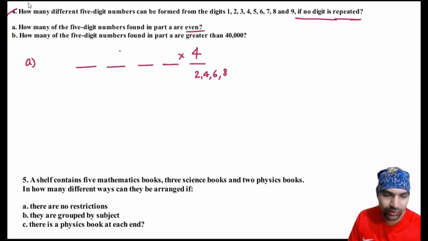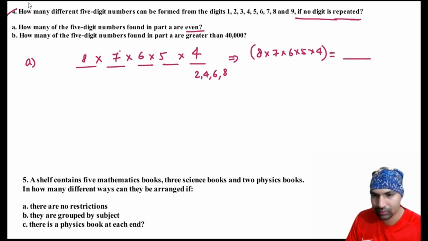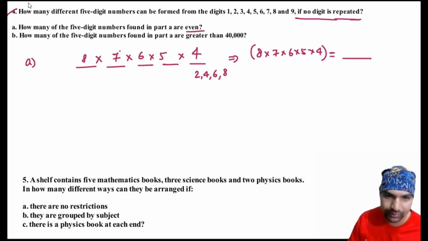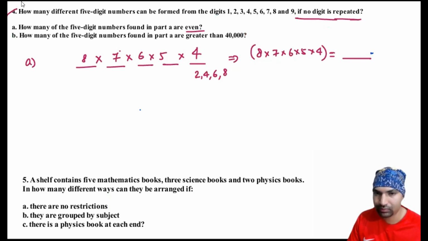So one digit is already done. Now out of 9, how many are left? 8. This can be filled in 8 ways, and then the second place in 7 ways, 6 ways, and 5 ways. So you just multiply this: 8 times 7 times 6 times 5 times 4. And that's your answer. So you have to do this in the calculator. Okay. Don't just leave it here. Use the calculator to solve it. I'm just teaching you the concept. So this way, once you have to find the answer, you will practice it on your own also.